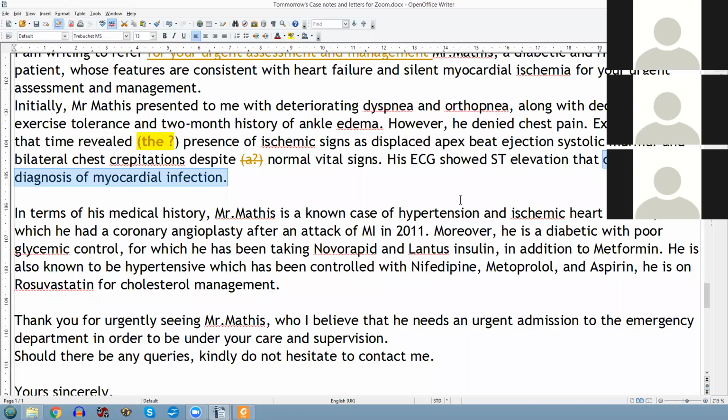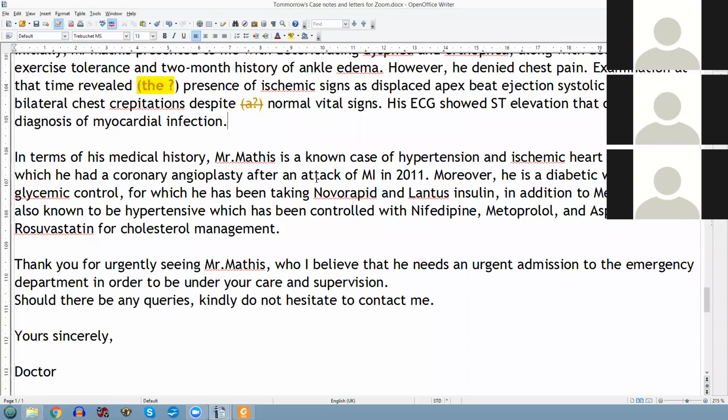Good, that confirmed my diagnosis. Very good phrase. To answer your question, the definite article there, yes, indefinite article here, we do not need, okay? Just a grammar note. Medical history is a known case of hypertension, disease, diabetic, hypertensive. He needs an urgent, don't need an article there, just urgent admission. The emergency department looking at care and supervision, very good, yeah.